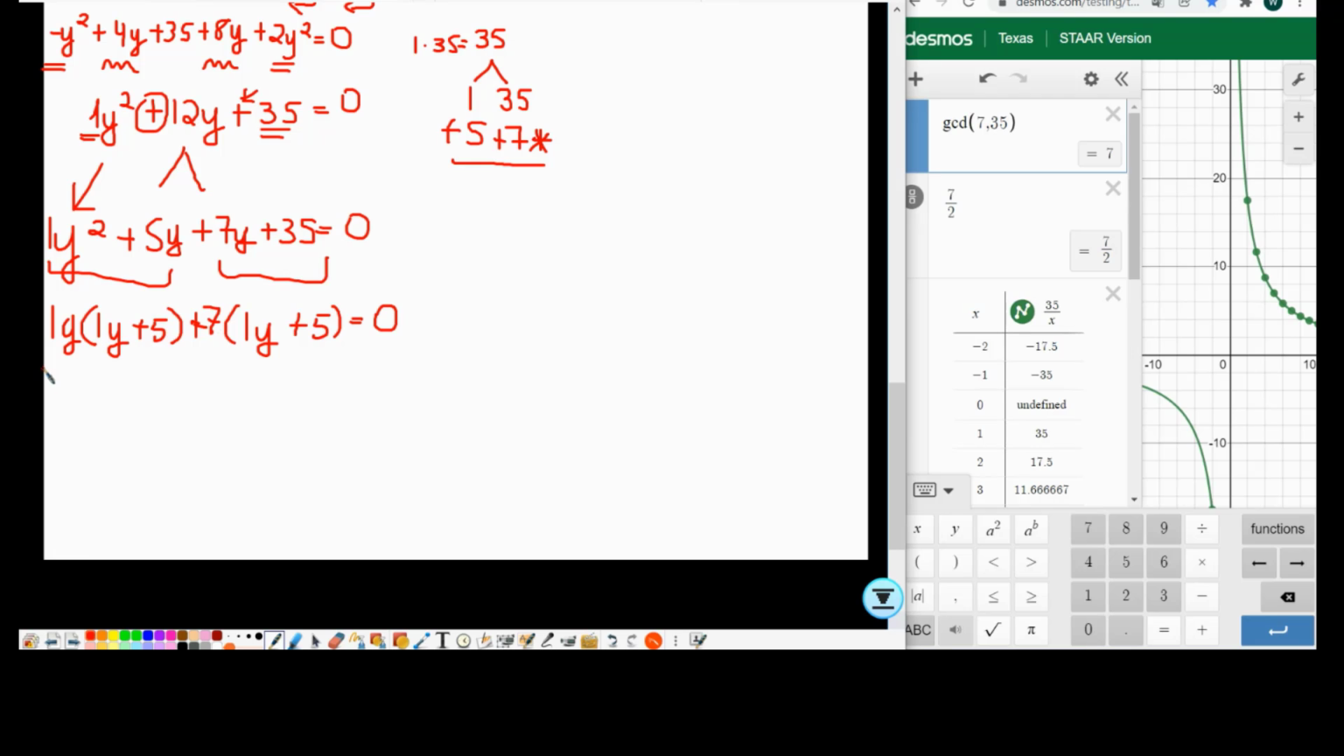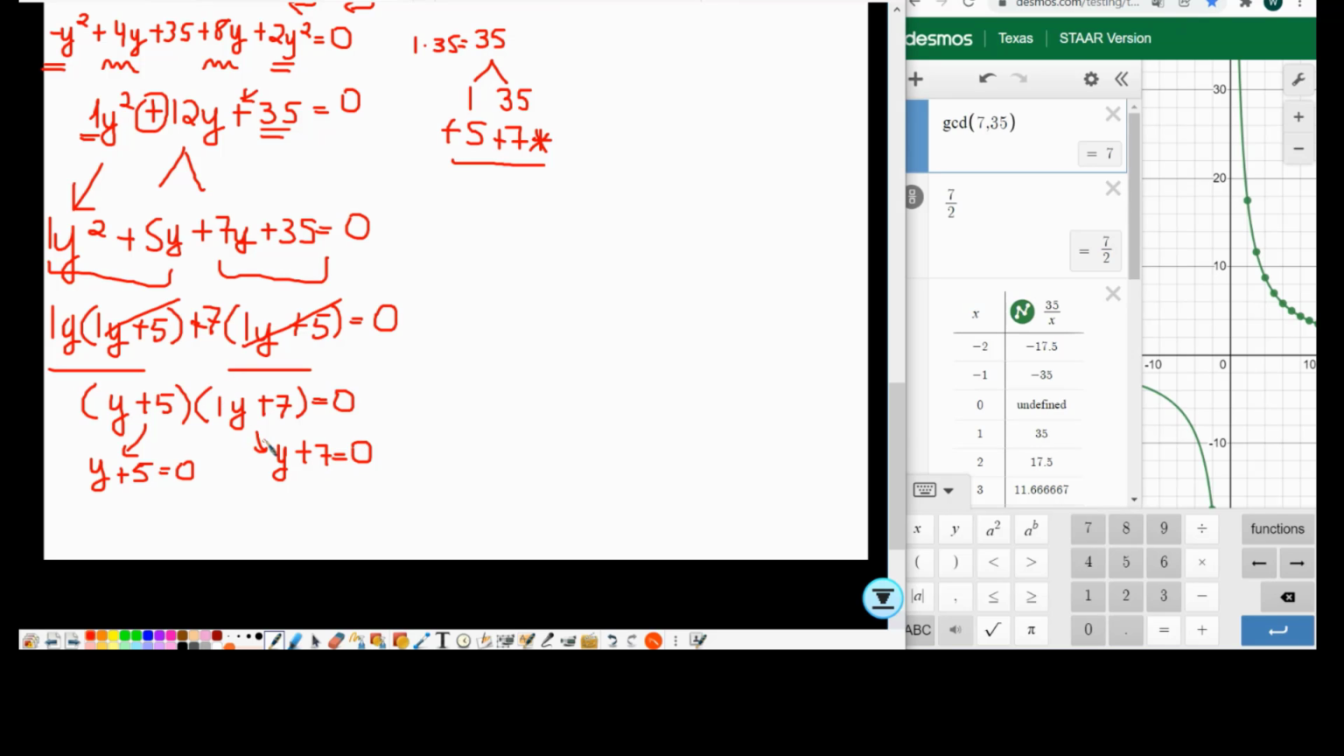All right, perfect. Now we'll look at what they have in common. They have in common y plus 5. And if I remove that, we're left with 1y plus 7 equals 0. Now we're going to break them apart. So this would be y plus 5 equals 0. And here we're going to have y plus 7 equals 0.